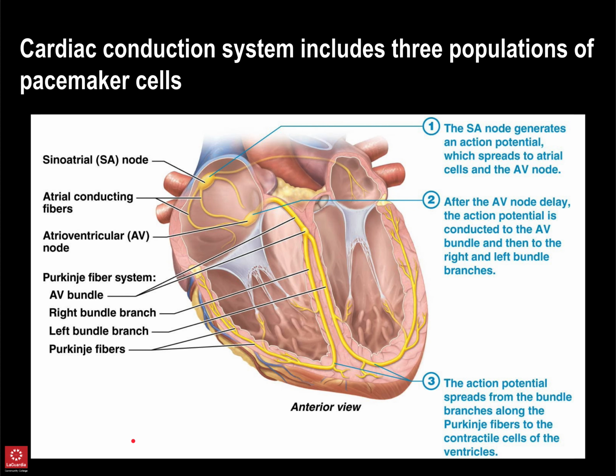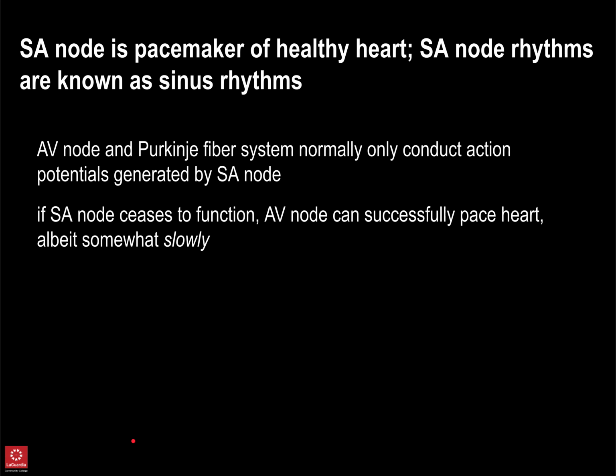So the cardiac conduction system includes 3 populations of pacemaker cells. The SA node generates an action potential which spreads to the atrial cells and into the AV node. After the AV node delay, the action potential is conducted to the AV bundle and then to the right and left bundle branches. Then the action potential spreads from the bundle branches along the Purkinje fibers to the contractile cells of the ventricles.